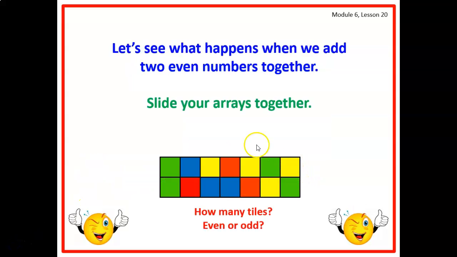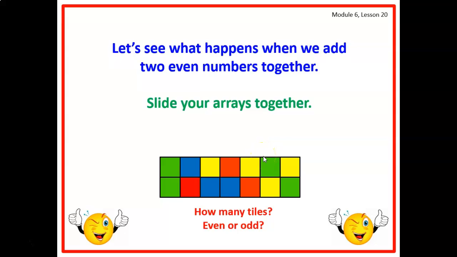Well, let's see what happens when we add 2 even numbers together. Ready? I already put the 2 arrays together. Now, how many tiles are there all together? Let's see. 1, 2, 3, 4, 5, 6, 7, 8, 9, 10, 11, 12, 13, 14. Yes, 14 tiles. Is the number 14 even or odd? Yes, it's even, and we can see that it's even because all the tiles have partners.